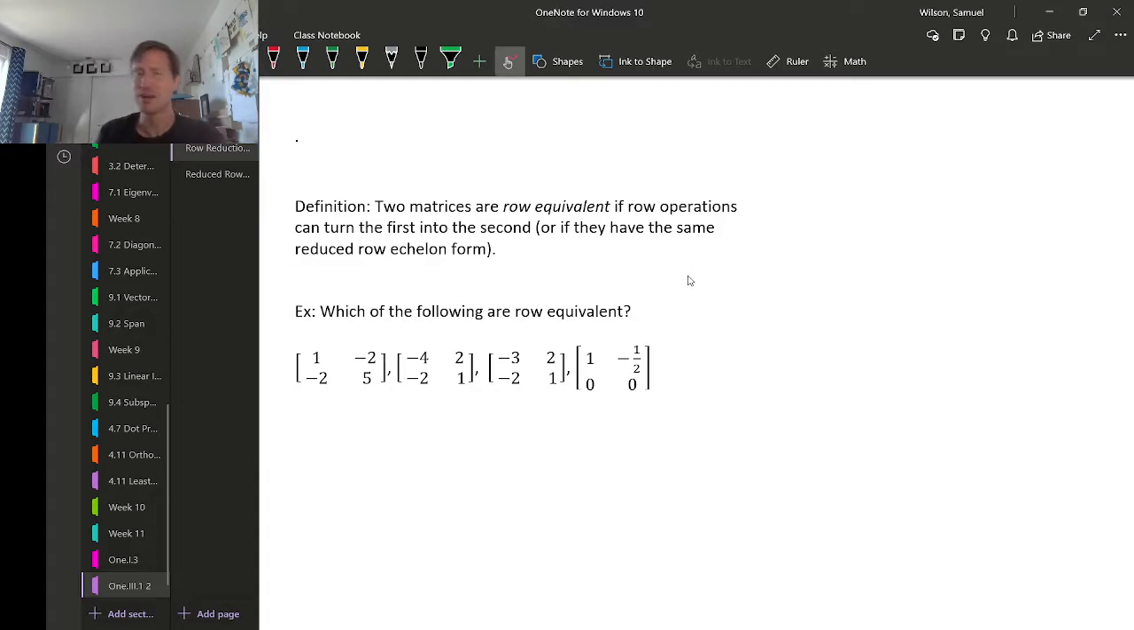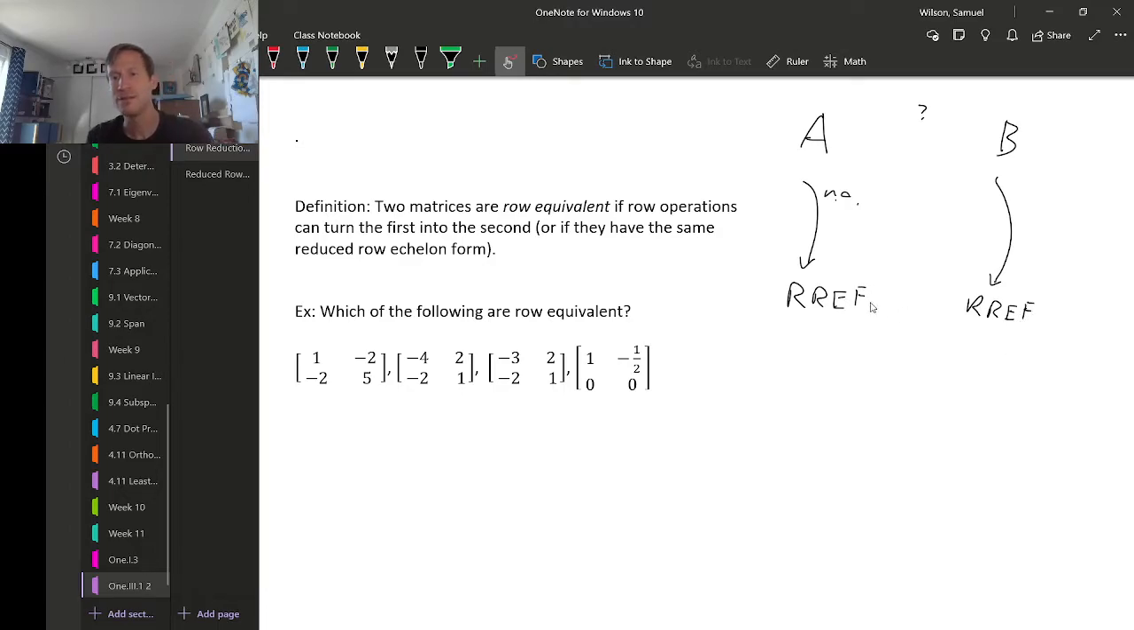But we have a trick up our sleeves. And the trick up our sleeves is that every matrix has a unique reduced row echelon form. So if we have a matrix, we can do row operations to get to its reduced row echelon form, right? If we had another matrix and we want to know, are these two matrices row equivalent? Well, we could reduce B to its reduced row echelon form.